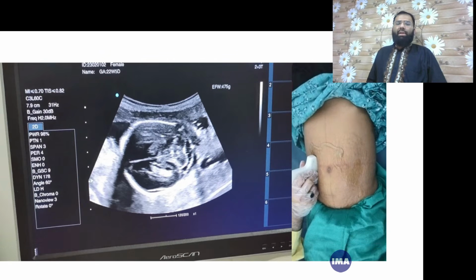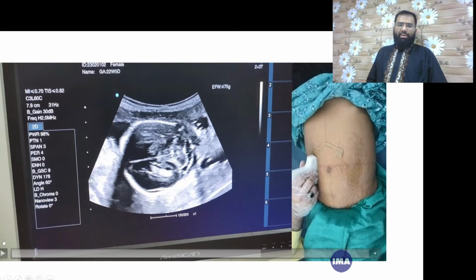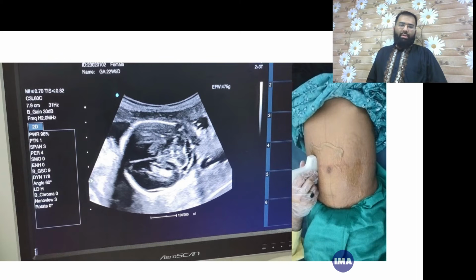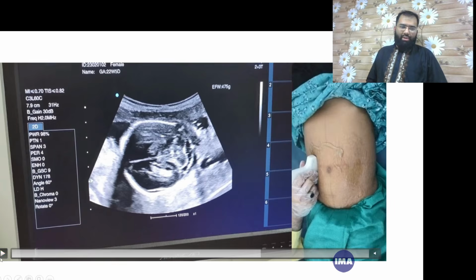Now, the transverse cerebellar diameter is taken, as I already mentioned, in this view, and this transverse cerebellar diameter should correspond to the gestational weeks till 28 weeks of gestation.